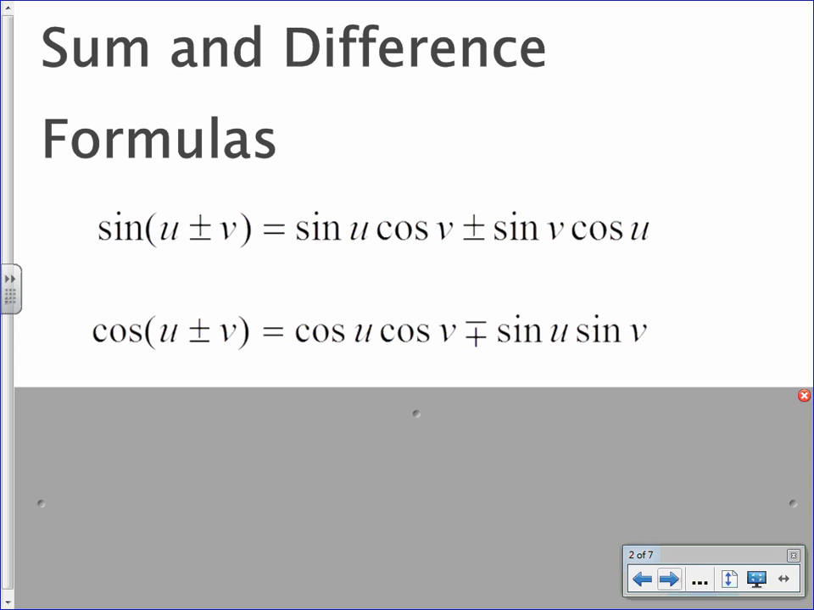Why do you think it's different? Okay, it's going to be opposite of what's going on. If you have addition in here, you're going to subtract out here, and vice versa. Okay. For sine you have sine, cosine, sine, cosine. Why is it cosine, cosine, sine, sine? It's just a different formula.